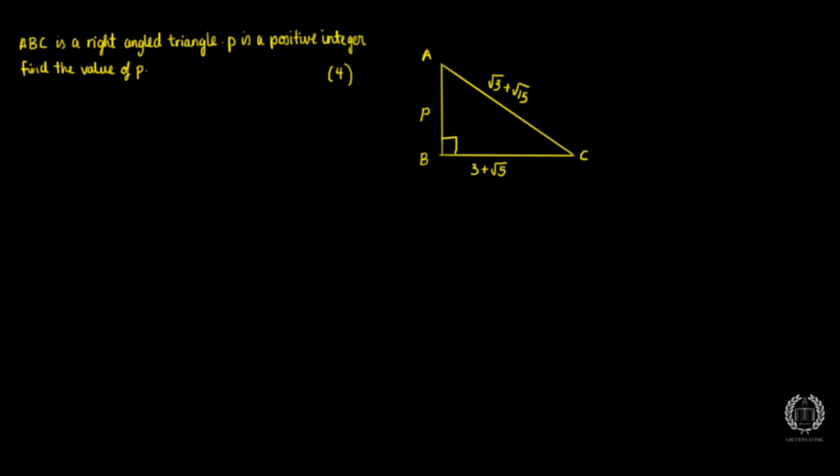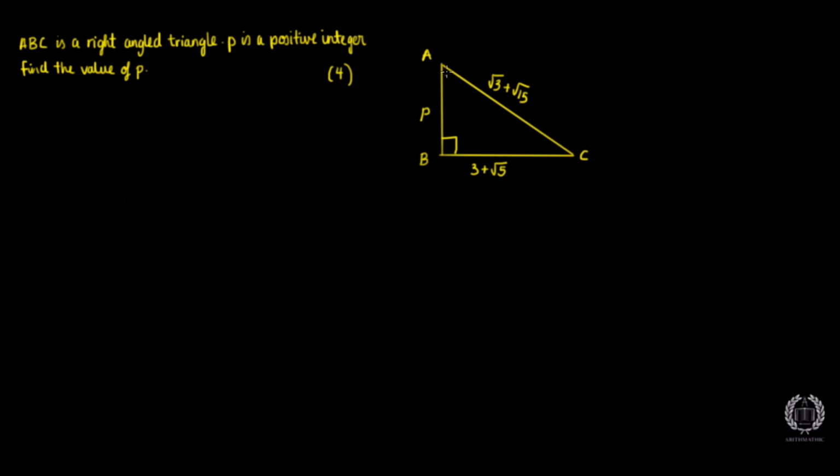Okay, so let's get straight to the question. The question here is asking us: ABC is a right angled triangle, P is a positive integer, find the value of P. So as you can see, they've told us that this triangle is a right angled triangle, so we know straight away it's a right angle. And they've given us a length for AC, which is in surds, root 3 plus root 15, and a length here, BC, which is 3 plus root 5.